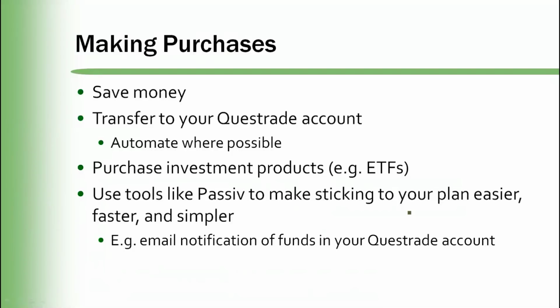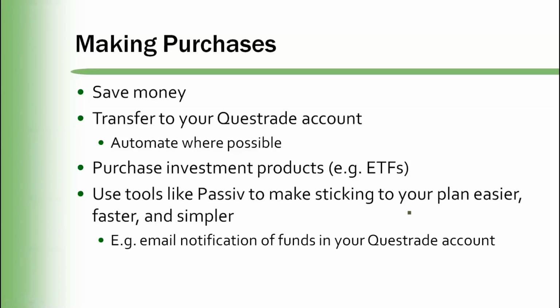Then I'm going to purchase whatever investment products I need in whichever accounts I have to support that plan. So for instance, if I'm buying them in my TFSA and I'm using ETFs, as the money arrives each month, I want to go ahead into my TFSA at Questrade and buy those ETFs to support my plan. And of course, I can use tools like Passiv to make sticking to my plan easier, faster, and simpler. So rather than having to go in and make those market orders myself or those limit orders on the stock market myself, I can use Passiv to do like a one-click purchase of all these funds for me now.